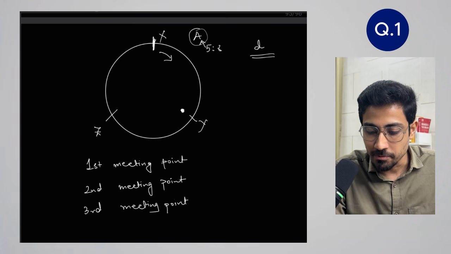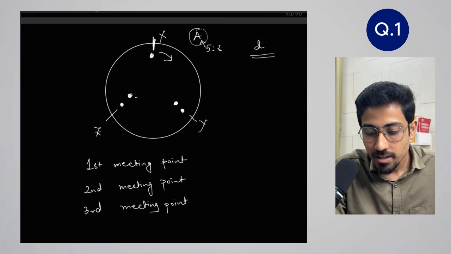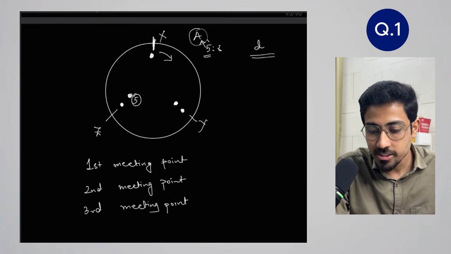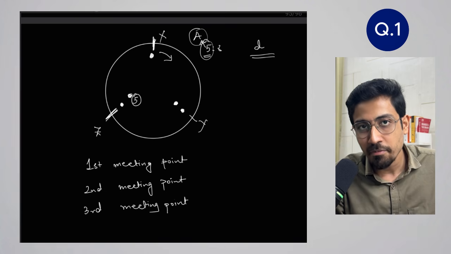Now count with me. 1. This is 2. This is 3. This is 4. This is 5. The ratio was 5. I have reached point Z. Z is going to be my first meeting point.